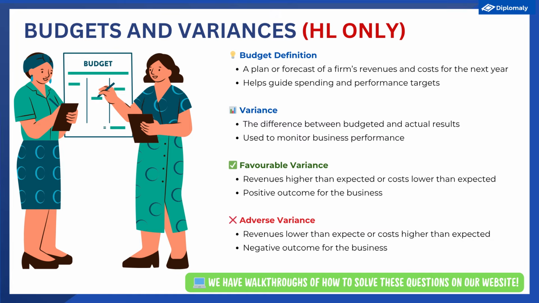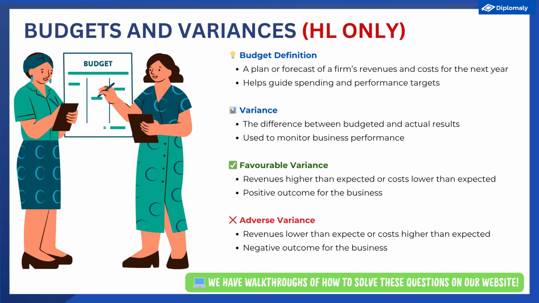This difference is called a variance. There are two types of variances that you should know. The first is favorable variances, which is when the difference between the actual and the budget ends up being a positive or a benefit for the business, and an adverse variance, which is when the difference between the actual and the budget ends up being bad for the business. Simply put, if revenues are higher than expected or costs are lower than expected, then the variance is favorable because both of these scenarios are good for the business. If the opposite is true, the variance is adverse, bad for the business.